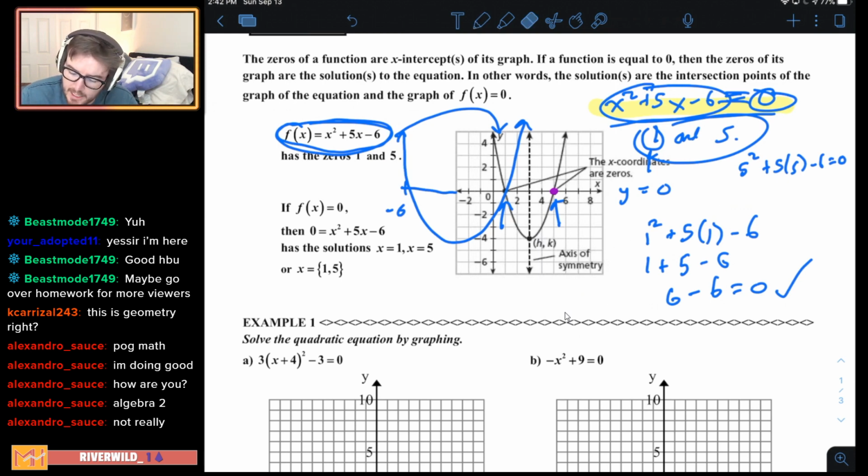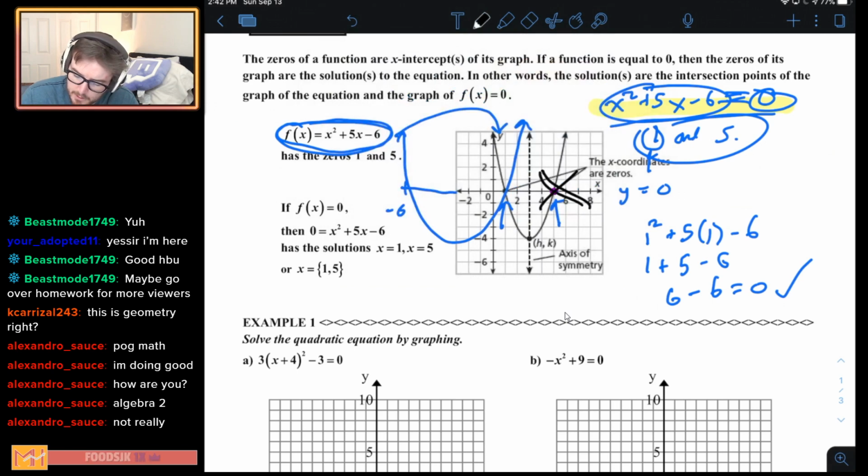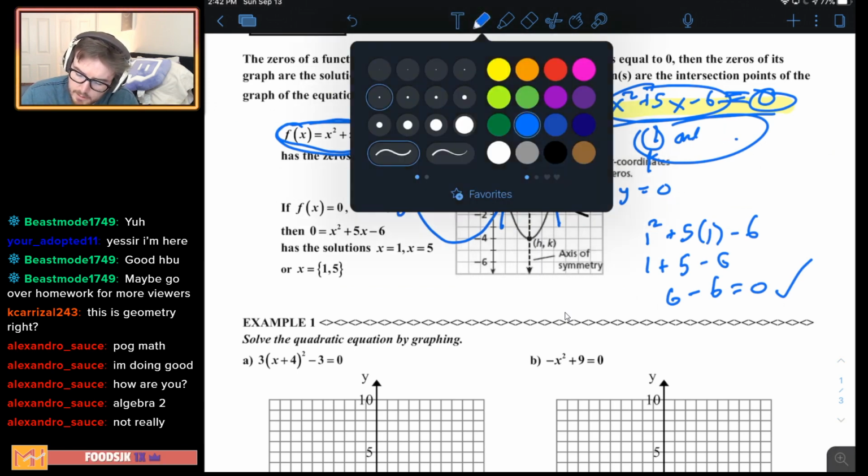The other solution is -6. Check this out. So it's not 1 and 5. This is wrong. This is a typo right here. The other solution is at -6.